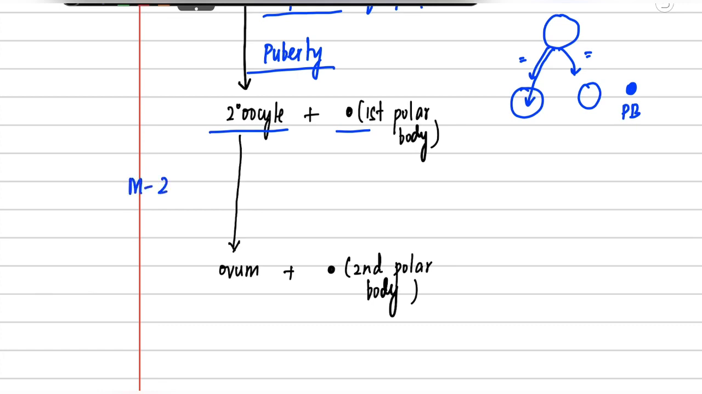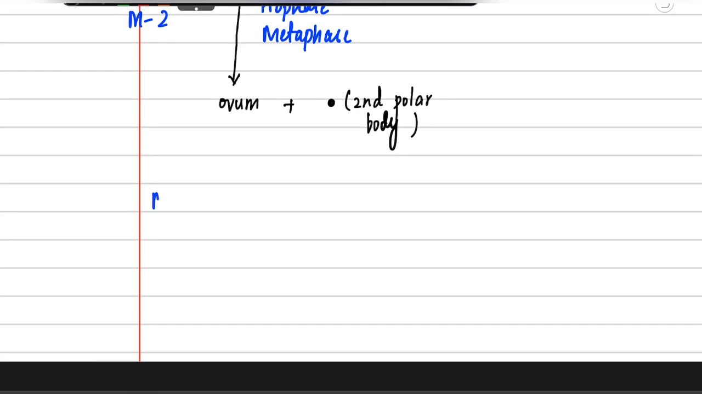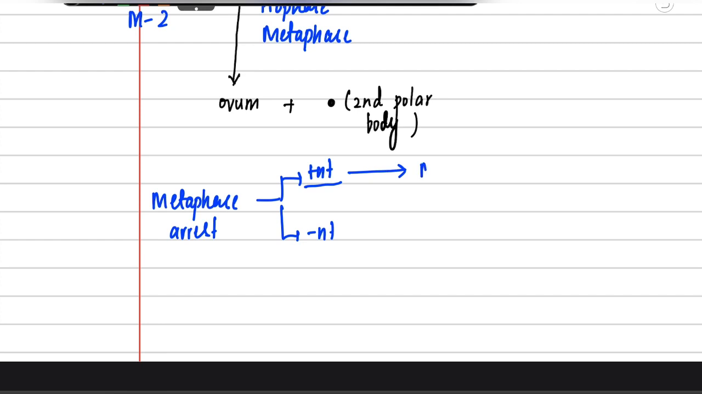Here it completes prophase, but it gets arrested in metaphase. So there is something known as metaphase arrest. The continuation of this meiosis 2 is dependent on a factor, that is the presence or absence of a sperm. If the sperm is present, it completes meiosis 2 to form the ovum. That is the normal process.